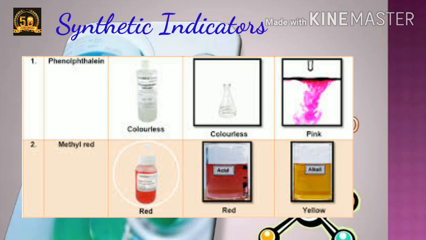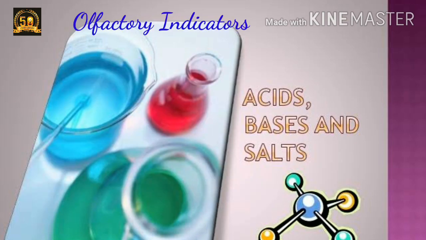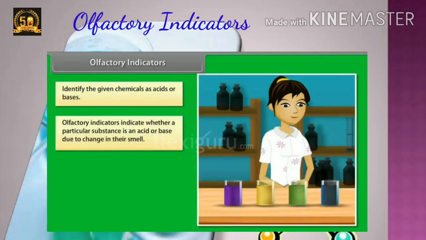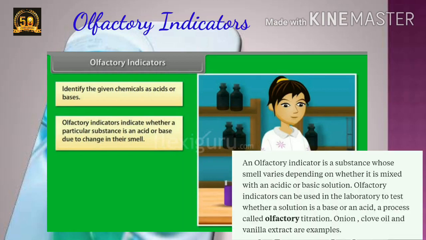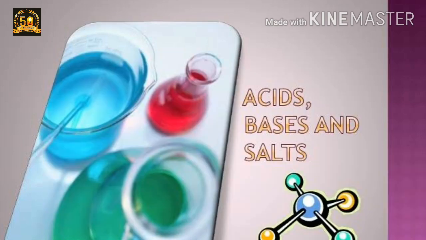These two are the synthetic indicators. Olfactory indicators are those indicators whose smell changes when they react with acidic and basic mediums. These types of indicators are called olfactory indicators, for example, onion and clove oil. Alright, these are the indicators.